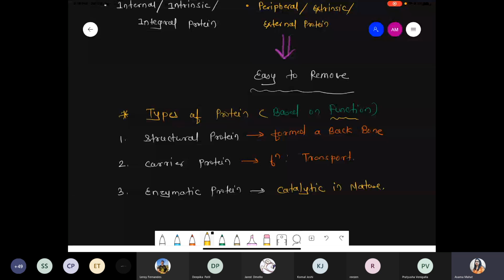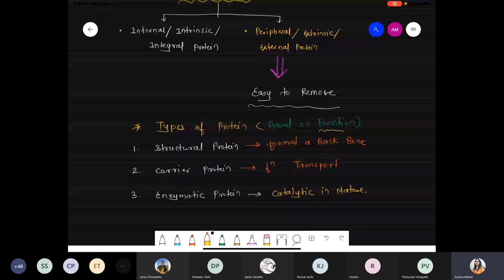Any doubt from the protein part? Very simple, because we'll discuss it quickly in the fluid mosaic model. In the fluid mosaic model, we'll try to mention all these things. Chalo. After the protein part, now we are talking about the second component, that is lipid.